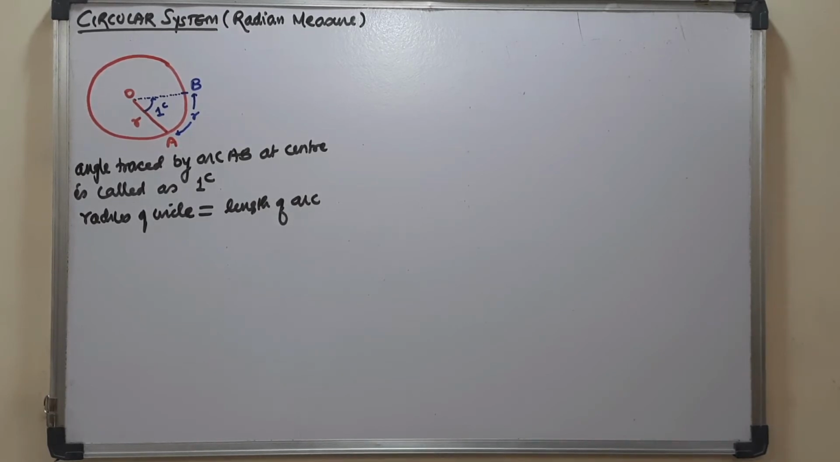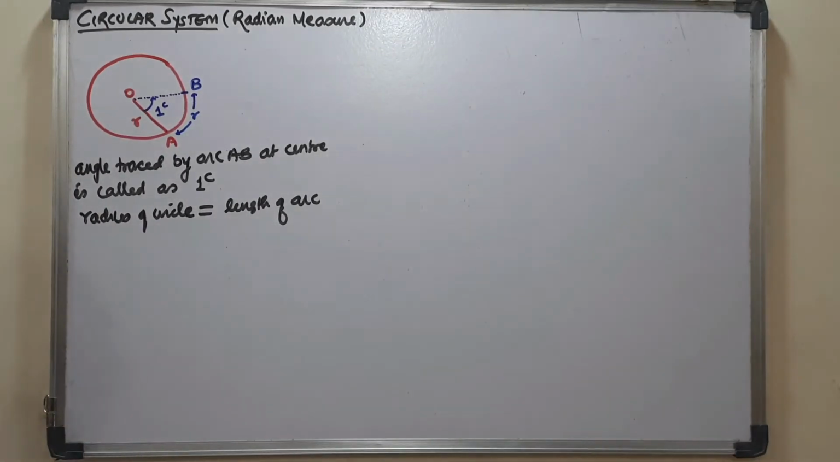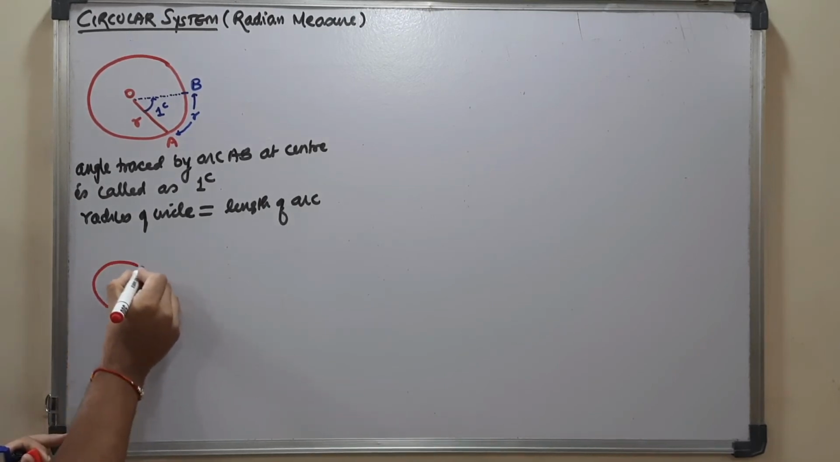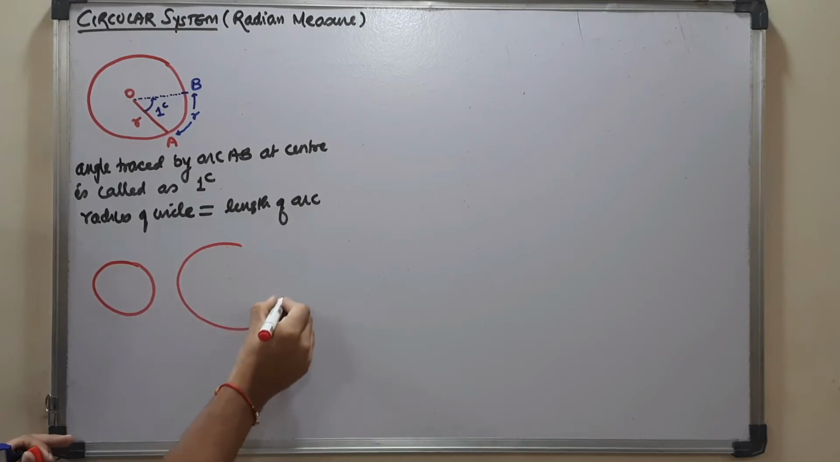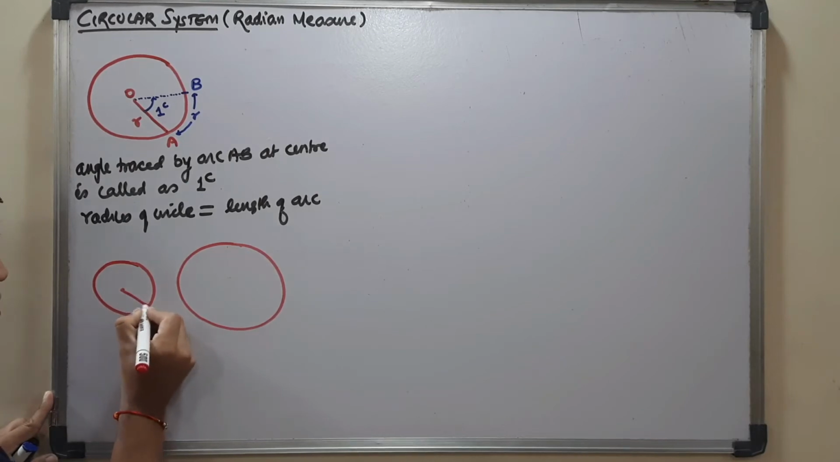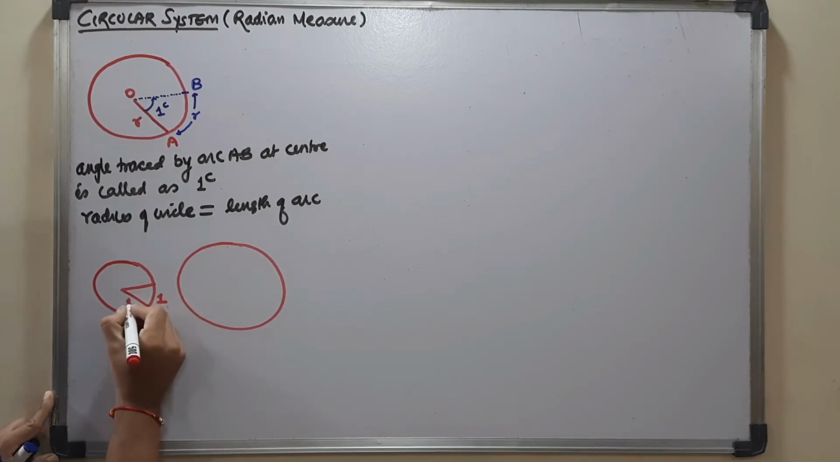So this means that 1 radian is completely dependent on the radius of the circle. Let us understand this. Let this be one circle with radius 1 unit, and this is another circle of radius 2 units. This is 1 unit, so it will trace an arc of 1 unit. The angle traced at the center will be 1 radian.